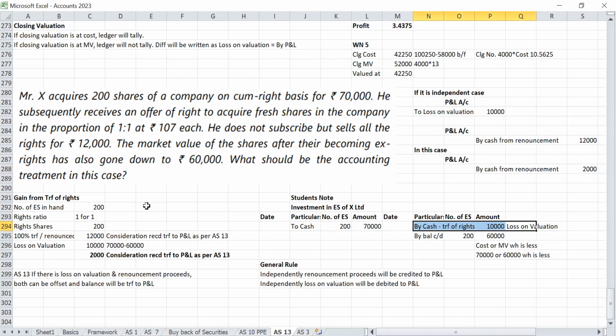Okay. This everything is for your understanding purpose. This is the only thing you have to write in examination. Only these 3 lines. If the loss is 12,000, the entire 12,000 will be adjusted. If the loss is 20,000, what will I do? Loss on valuation is 20,000. Consideration received is 12,000.